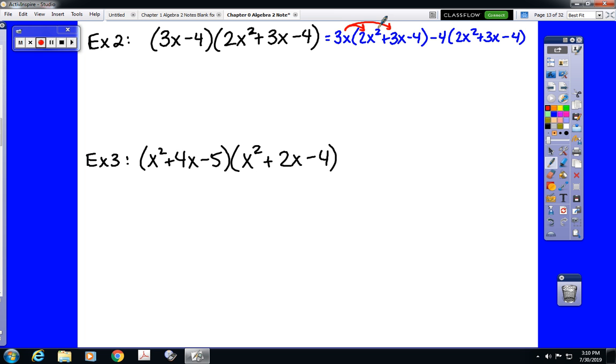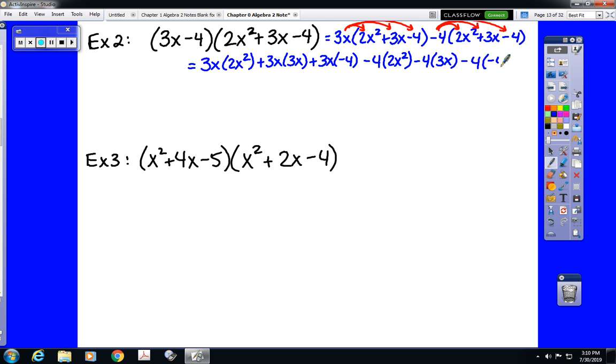And then we are going to distribute again. We're going to distribute a second time. We're going to double our distribution. So that's called double distribution. So that would be 3x times 2x squared plus 3x times 3x plus 3x times negative 4 minus 4 times 2x squared minus 4 times 3x minus 4 times negative 4.